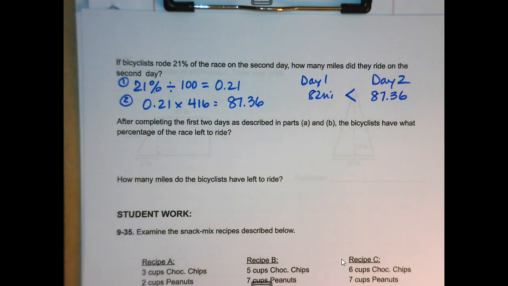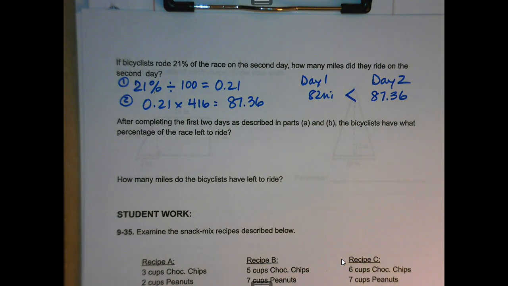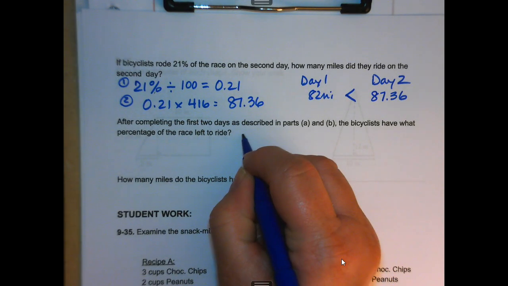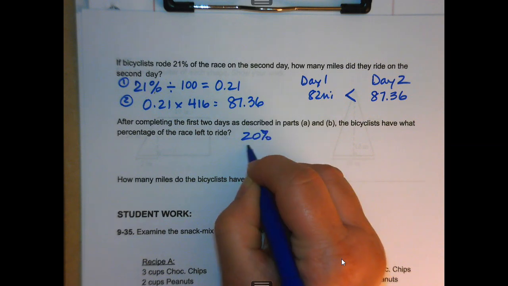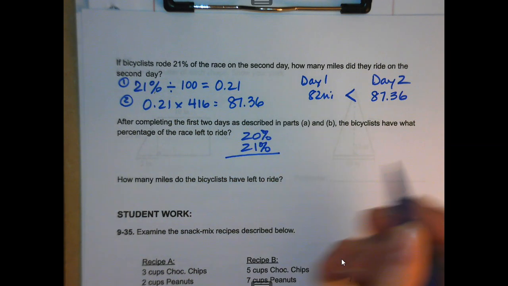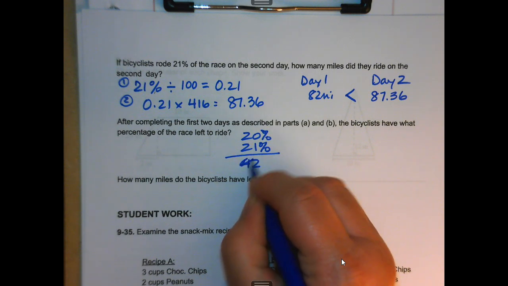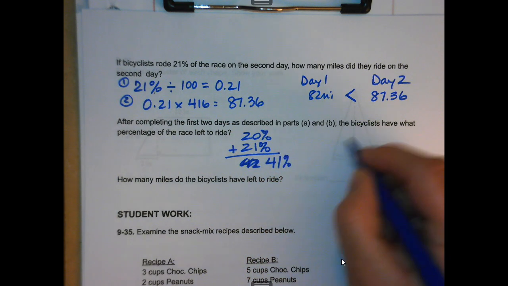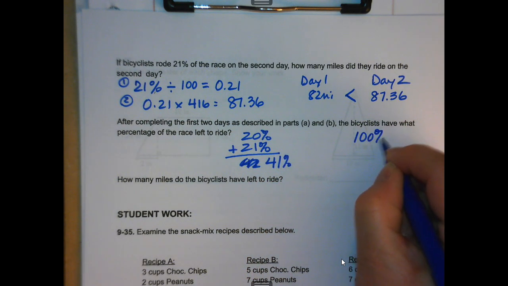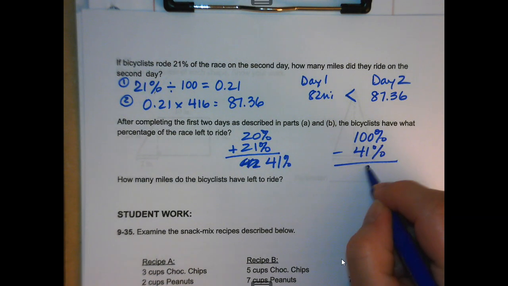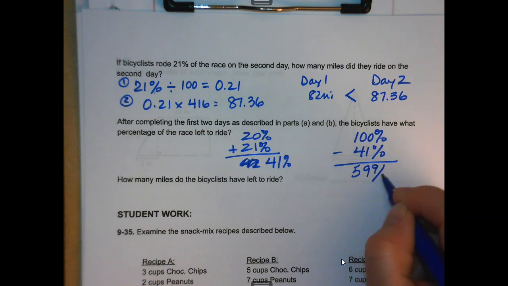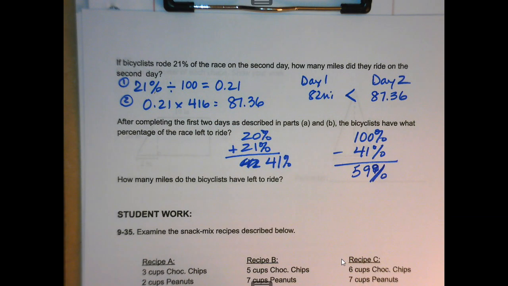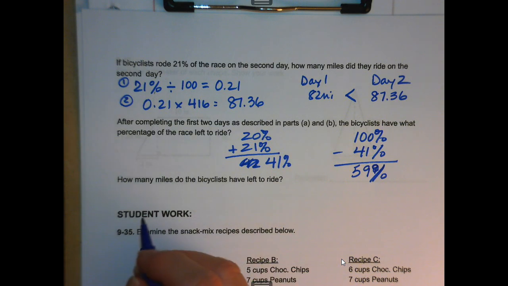And what percent do they have left to ride? Well, if we have 20% plus 21%, that is 41%. And 100% subtract 41% gives me 59%. So how many more miles do they have left to ride?